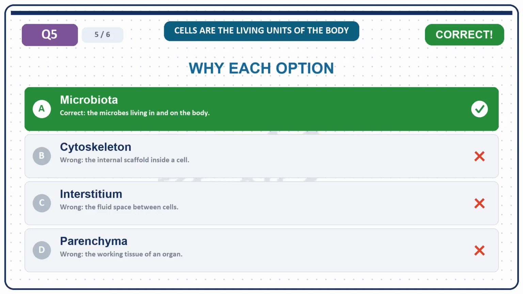And option A, microbiota. This is the correct answer. The microbes living in and on the body. Let's move on to the next question.